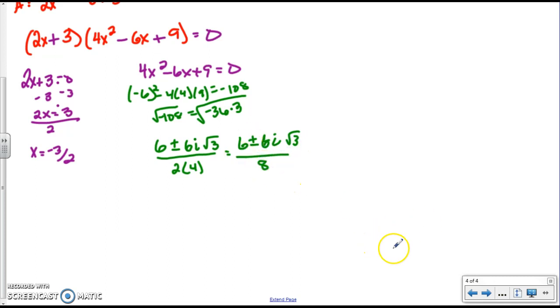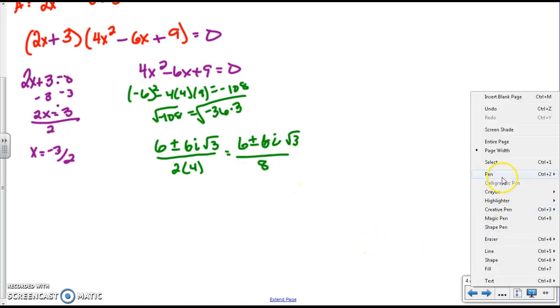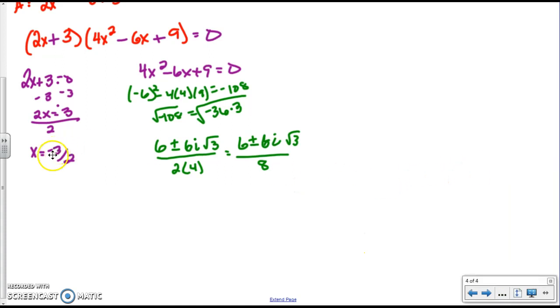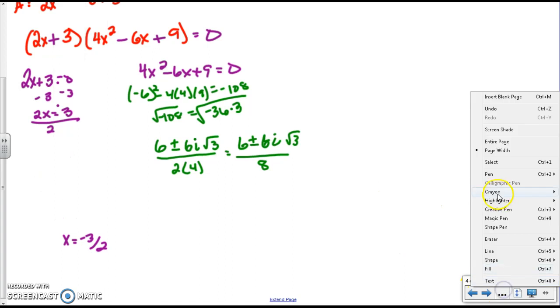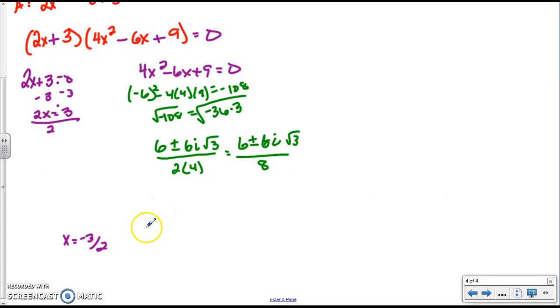And then reduce. So for my final answer here, I can divide each of those terms, or each of those parts, by 2. So I'm going to do 6 divided by 2, which is 3, and 3. And then 8 divided by 2, which is 4. And these are my answers here.